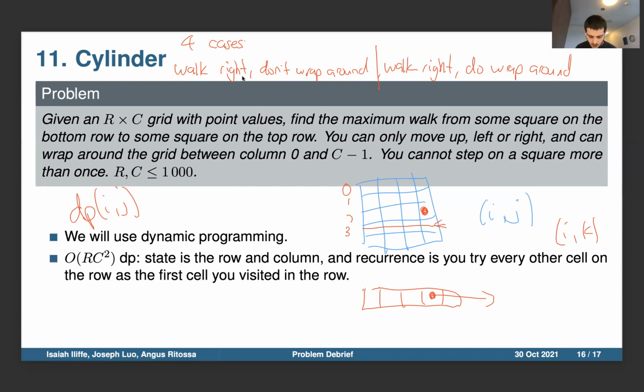So the case where we walk right and we don't wrap around is perhaps the easiest case. And to do this, we're going to utilize a little bit of prefix sums, which is what Isaiah described for the last problem.